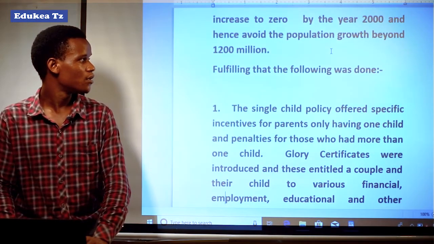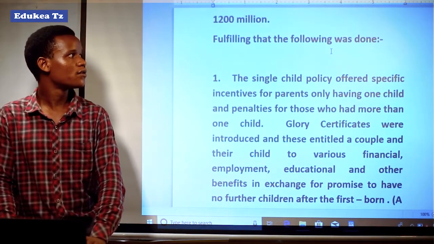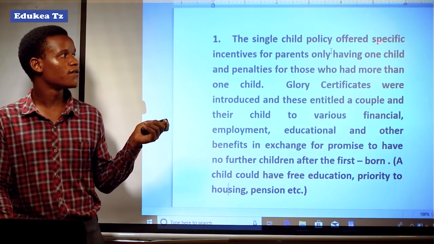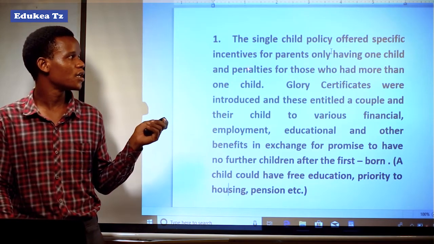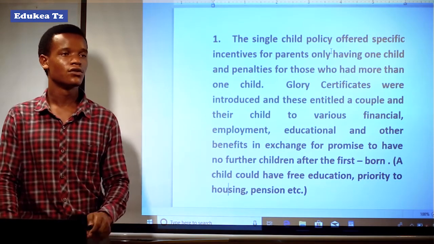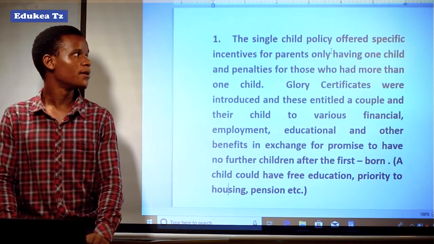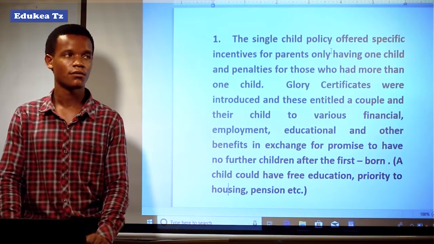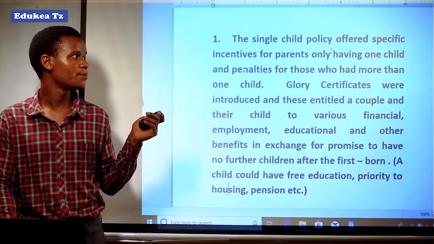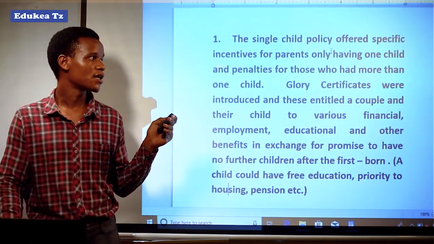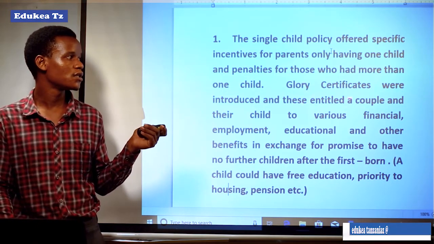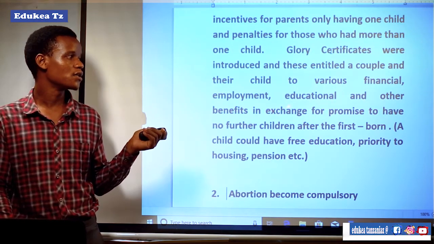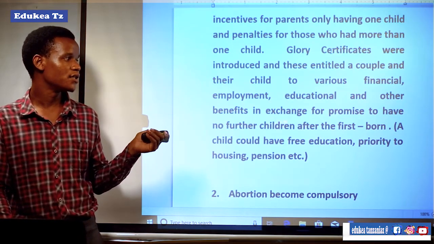So those are the strategies that the government of China used in order to control the population during those days. Let us now see what was done in order to control the population. The single child policy offered specific incentives for parents having only 1 child and penalties for those who had more than 1 child. The government practiced the one-child policy for the purpose of controlling the population, and those who went against that policy faced penalties. Blood certificates were introduced, which entitled a couple and their child to various financial, employment, education and other benefits in exchange for promises to have no further children after the first born.